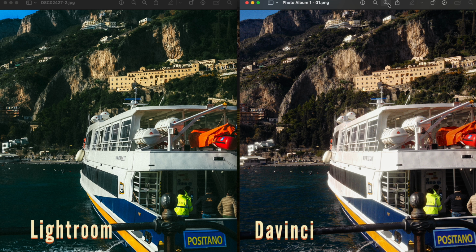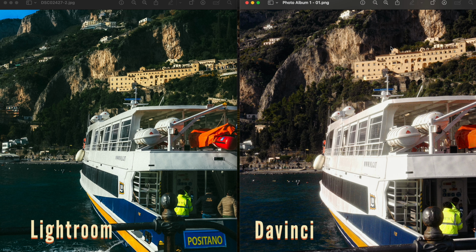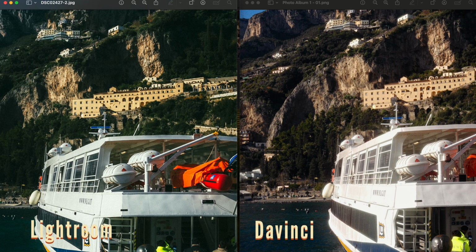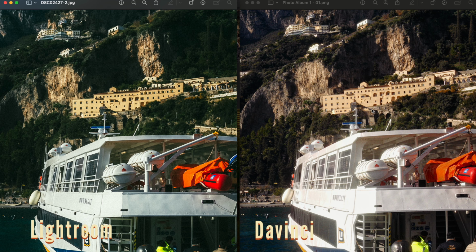Now I'm trying to figure out what it could be. Is it from importing? Is it the processing? Is it the timeline resolution? Is it the exporting resolution? What am I doing wrong? What am I missing? So I kept comparing them, and maybe that's the problem.